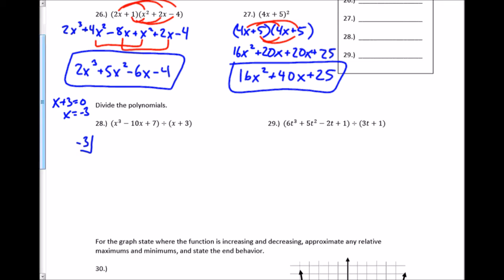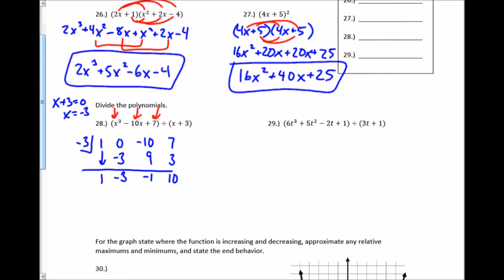So now I write down my coefficients in descending order. So here I've got a 1, here I've got a -10, and here I've got a 7. But the issue here is I'm missing the x squared, so I've got to put a 0 in its place. So I do 1, 0, -10, 7. And now I bring down the first term. I multiply what's in the box times what's underneath. That's a -3. I add straight down. I multiply what's in the box times what's underneath. That's a 9. I add straight down. I multiply what's in the box times what's underneath. I add straight down.